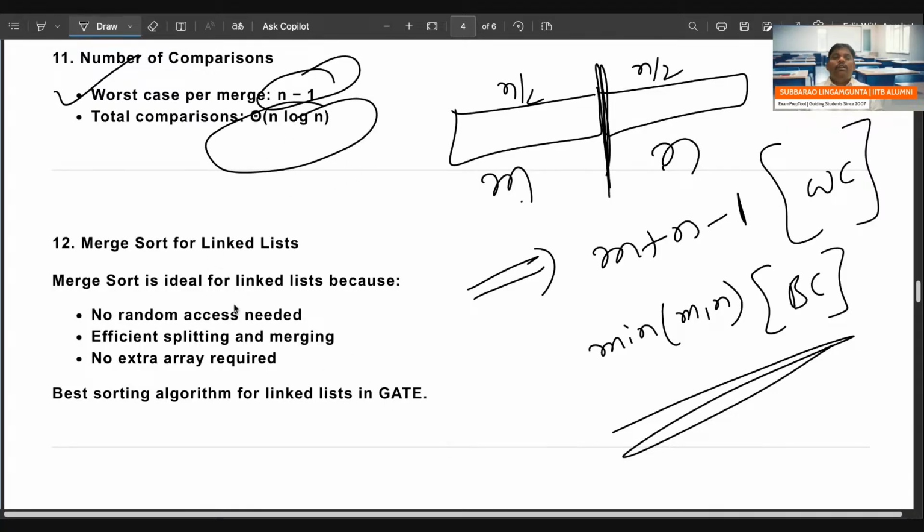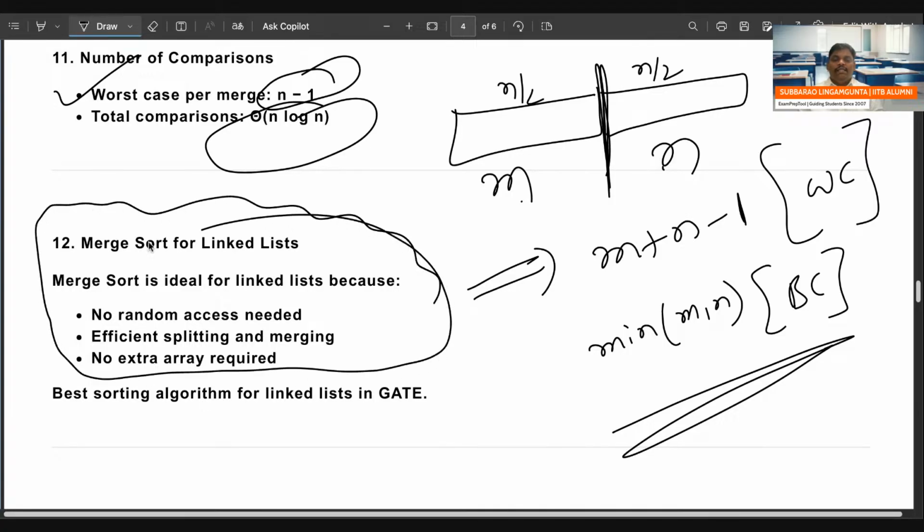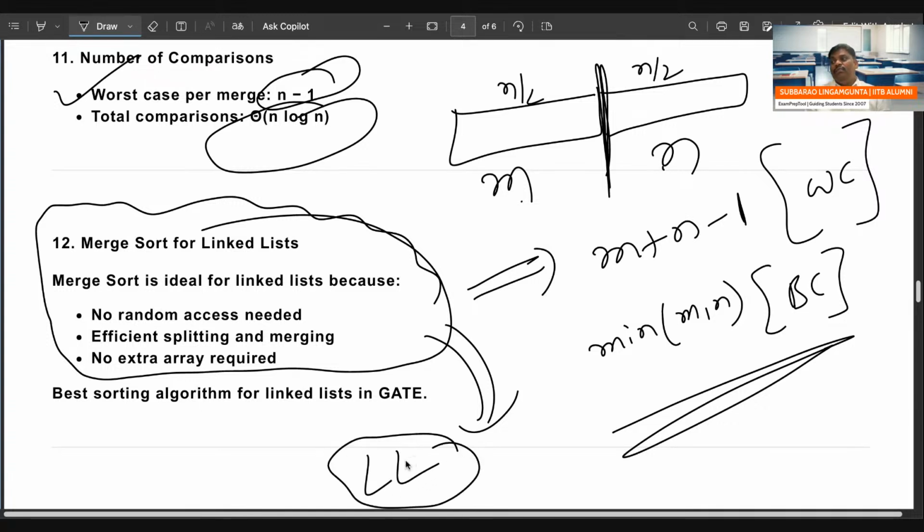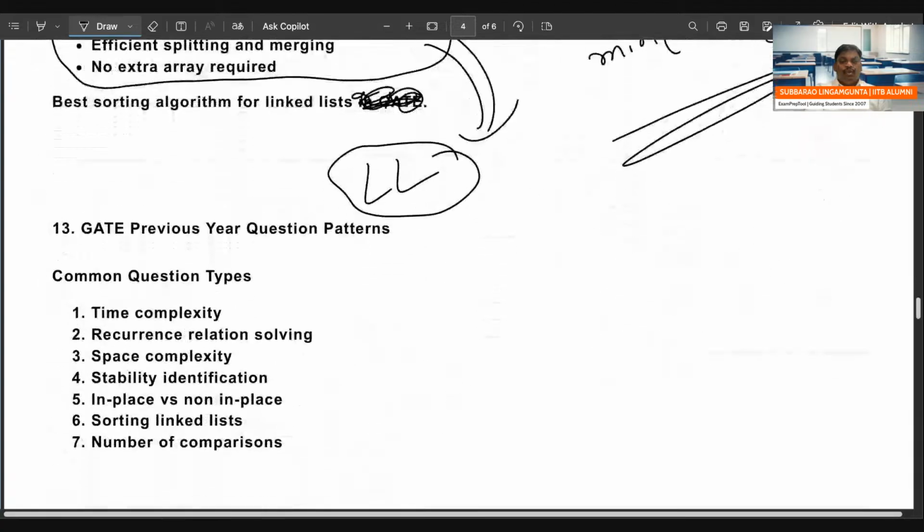And one more thing, remember, merge sort is very good for linked lists because extra space is not required. Merge sort is good for linked lists, not for arrays. So the best sorting algorithm for linked lists is going to be merge sort.